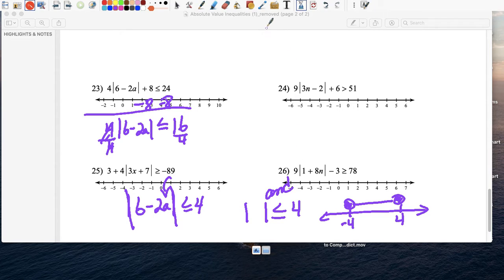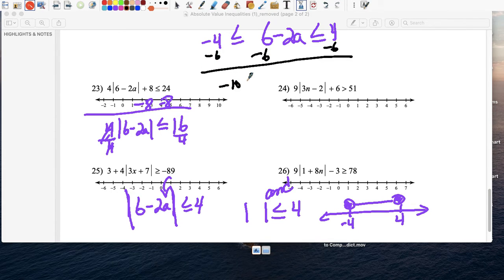So we have 6 minus 2a, and we're going to put it between 4 and negative 4. Right, that's my setup. Well, we're going to do minus 6, right? Let's get a 6 first, minus 6. We get negative 10 less than or equal to negative 2a less than or equal to negative 2. Now we're going to divide everything by negative 2. Because we divide by a negative number, everything is going to go the other way now.